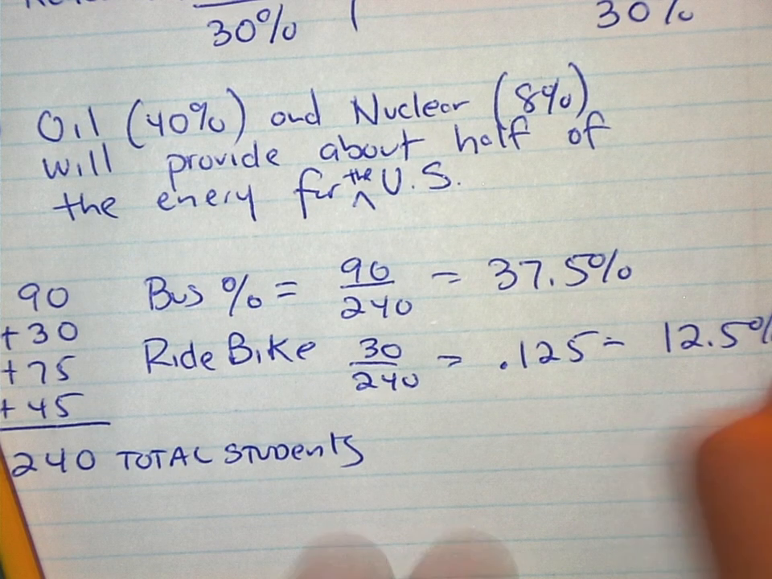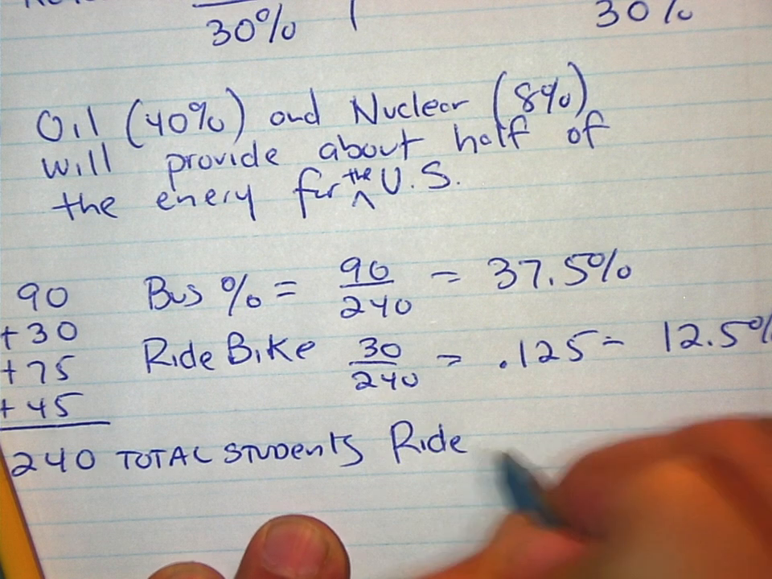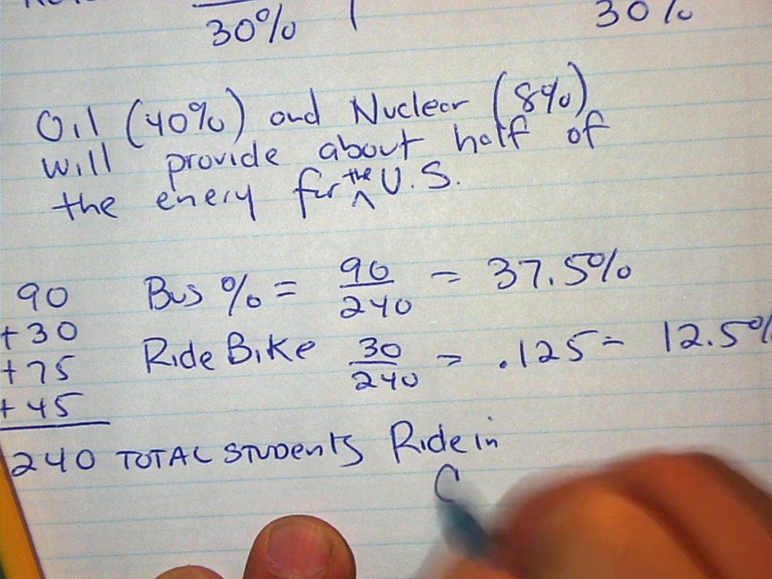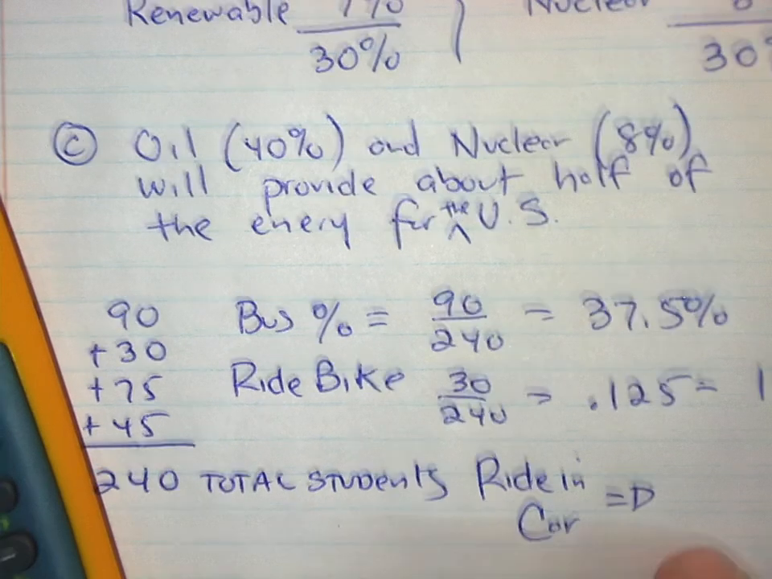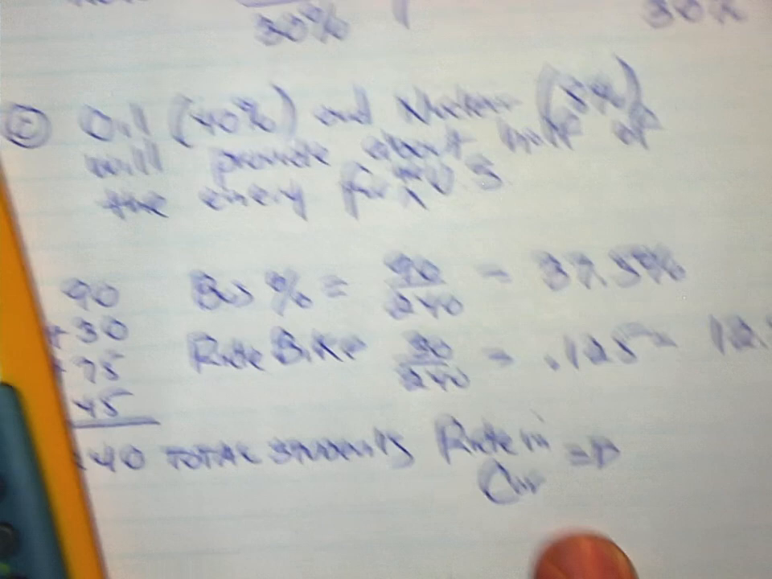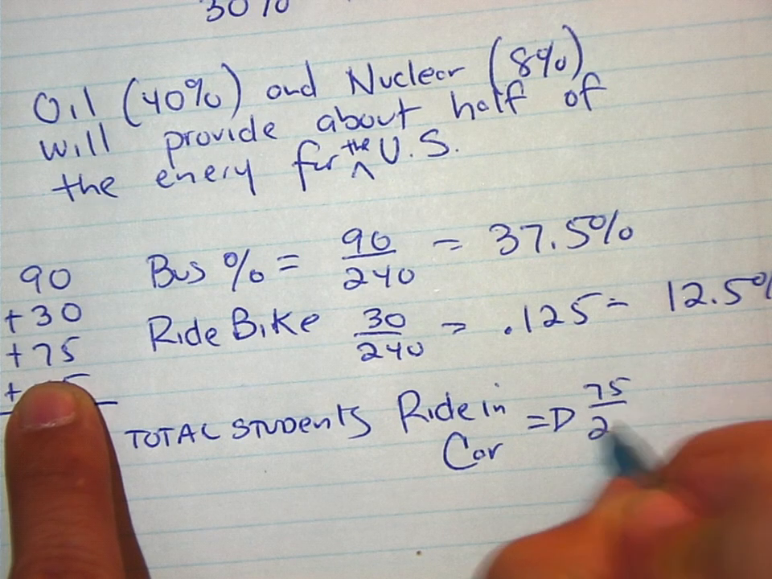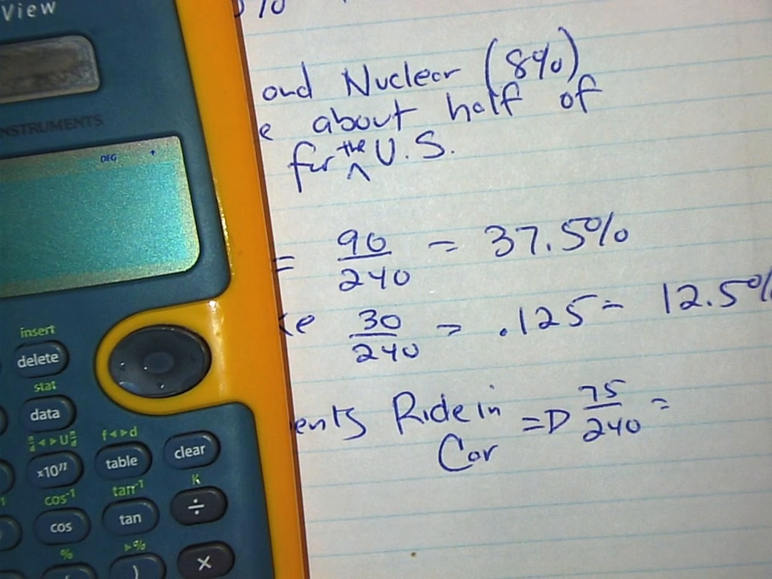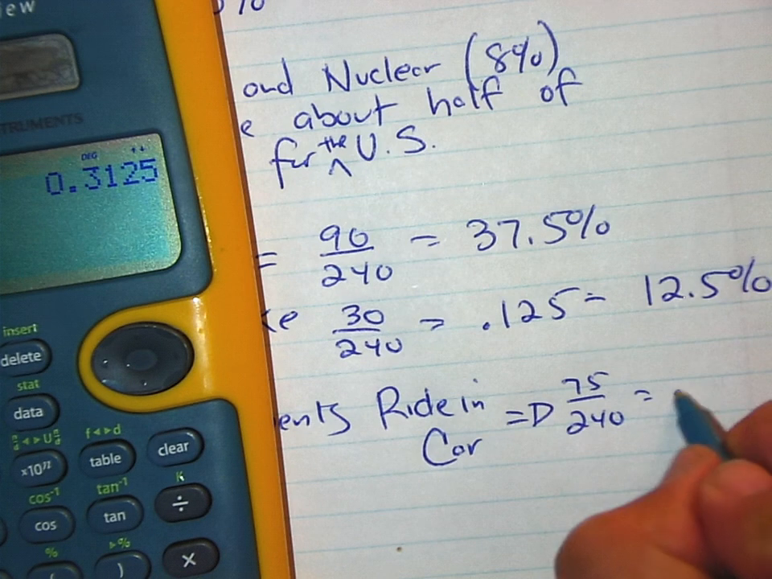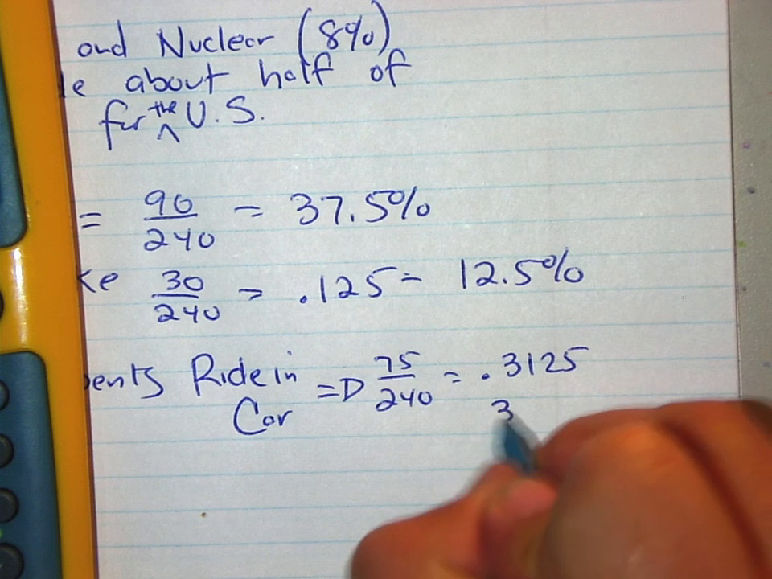And then the next one is students who ride in the car. Sorry. Ride bike, that includes Mr. Medina, because he rides to school by bike. And that's 75 out of 240. So when I divide 75 divided by 240, I get 0.3125. And when I multiply by 100, what do I get? 31.25%.